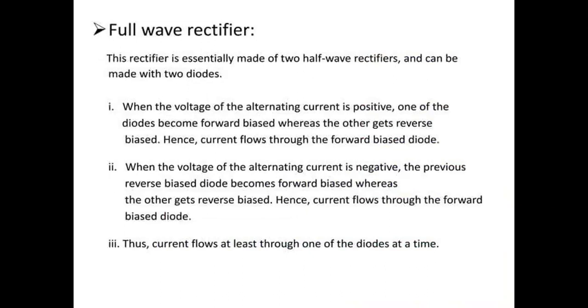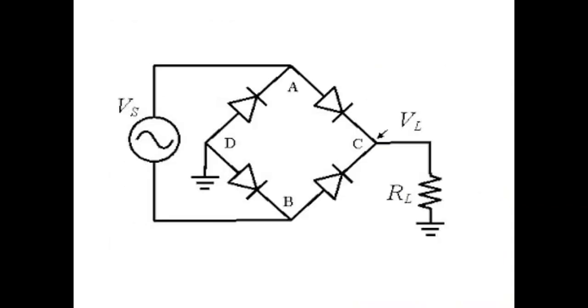When the voltage of the alternating current is positive, one of the diodes becomes forward biased, whereas the other gets reverse biased. Hence, the current flows through the forward biased diode. When the voltage of the alternating current is negative, the previously reverse biased diode becomes forward biased, whereas the other gets reverse biased. Hence, the current flows through the forward biased diode. Thus, current flows through at least one of the diodes at a time.